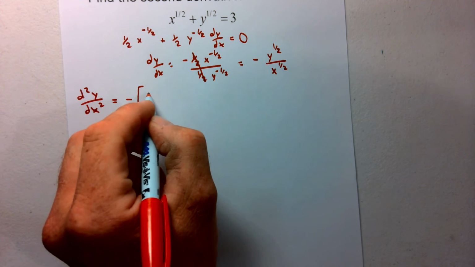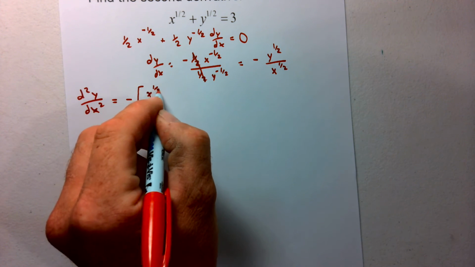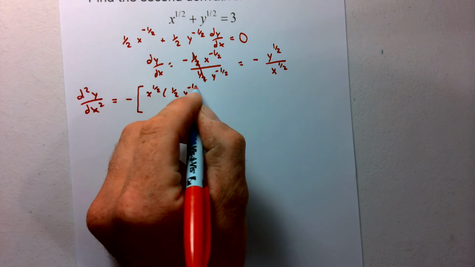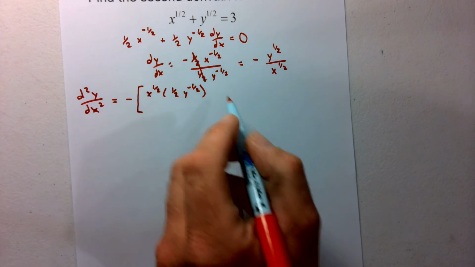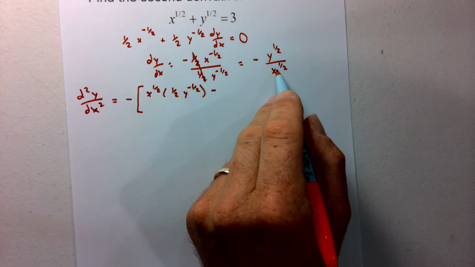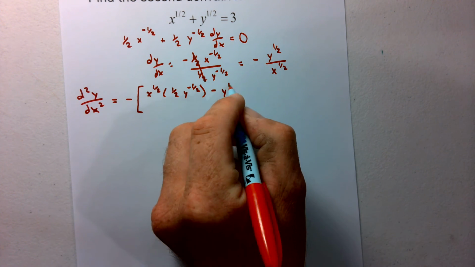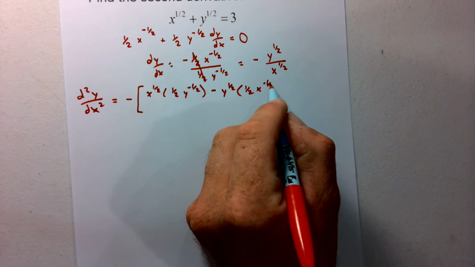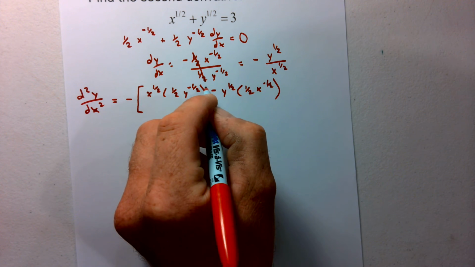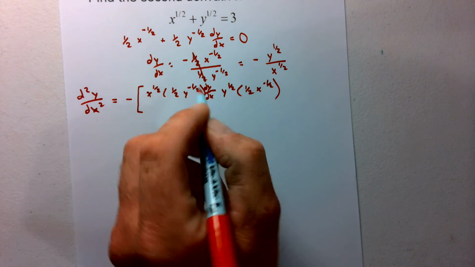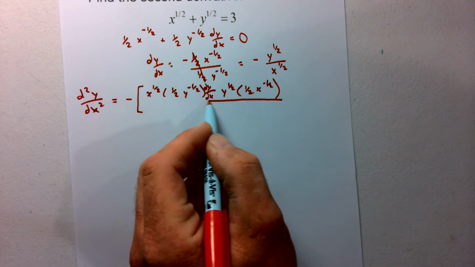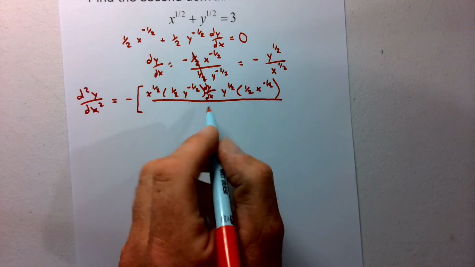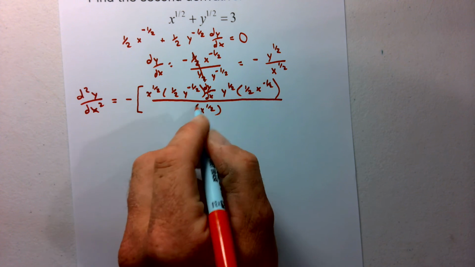So derivative, we have quotient rule, low, or our denominator, times the derivative of the numerator. So we get 1/2 y to the negative 1/2. From that, we're going to subtract our y to the 1/2, our high d low, which is going to be 1/2 x to the negative 1/2. Oh, I forgot my dy dx. Remember the dy dx when you take the derivative of y. So that's going to be over our denominator squared, so x to the 1/2 squared.